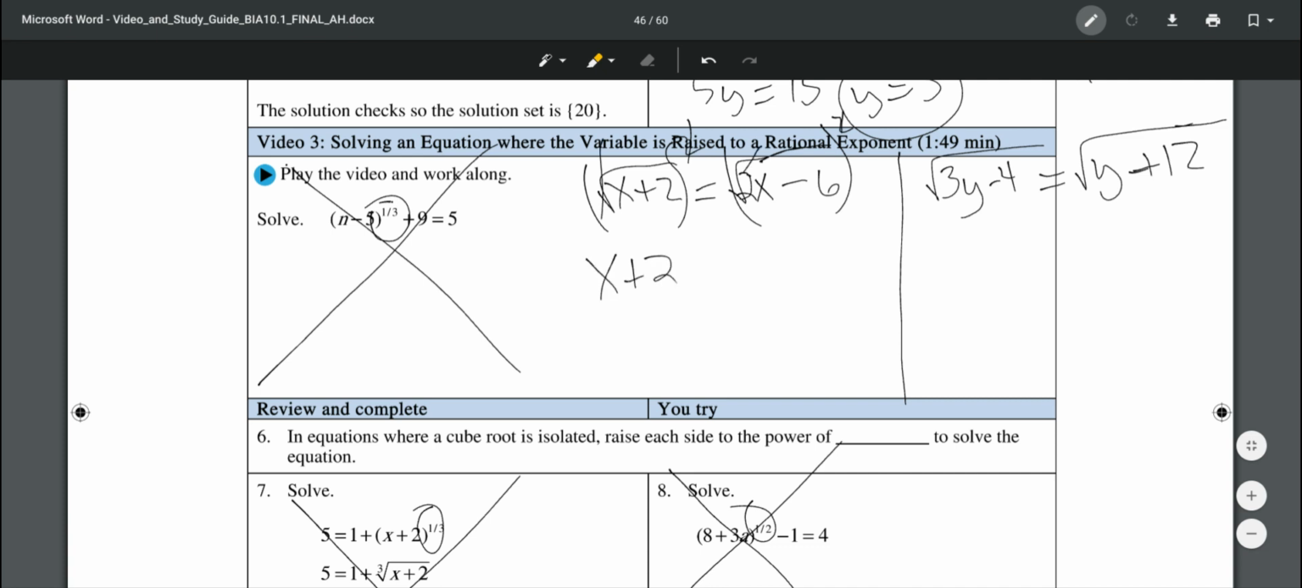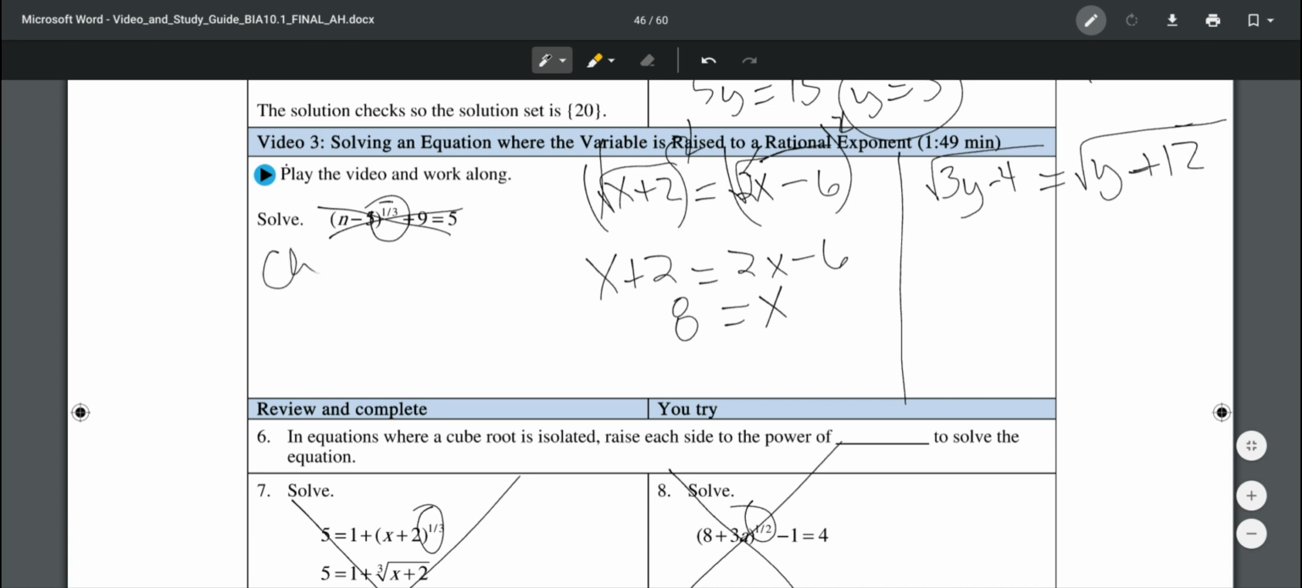So I'm going to solve x plus 2 equals 2x minus 6. So that would be x equals 8. Now, as long as when I plug 8 into the original problem, the two sides balance, then I am okay. So when I check my answer for the first problem, the square root of 8 plus 2 should equal the square root of 2 times 8 minus 6. Not 16, but 6. That would be the square root of 10.